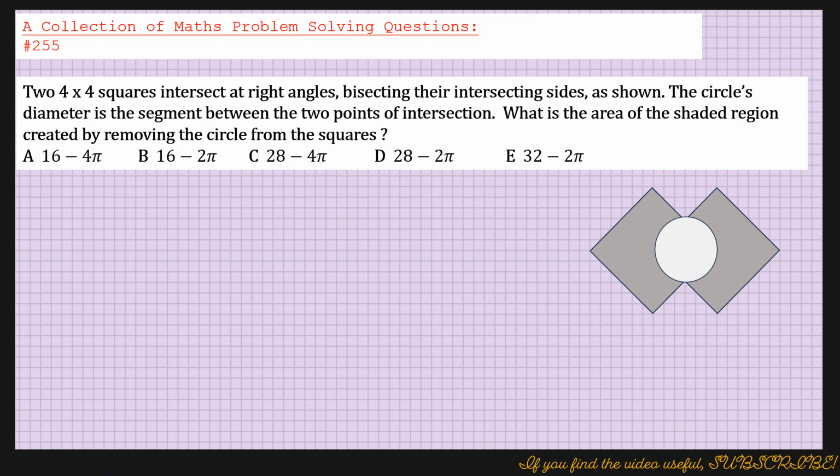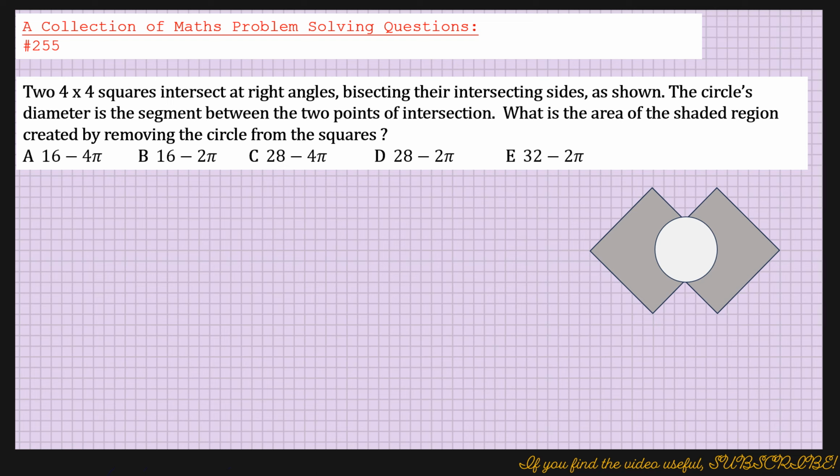Two 4x4 squares intersect at right angles, bisecting their intersecting sides as shown. The circle's diameter is the segment between the 2 points of intersection. What is the area of the shaded region by removing the circles from the squares?